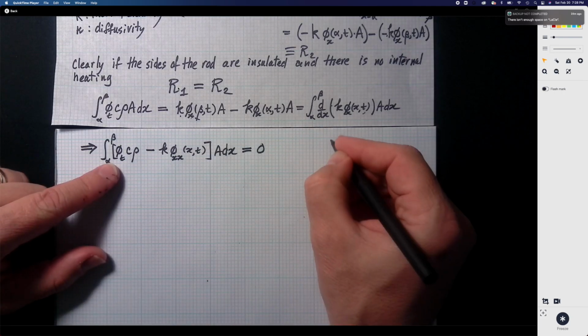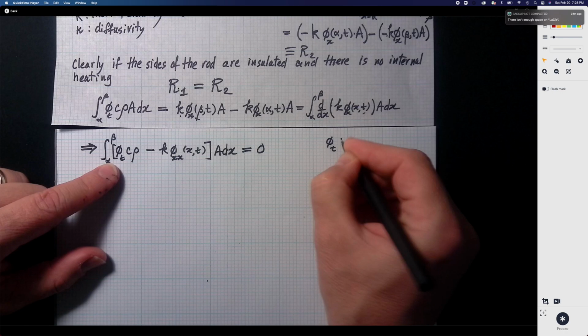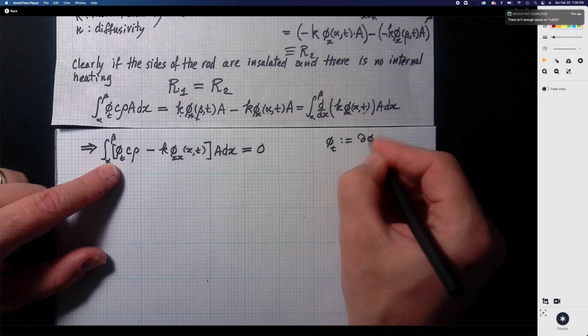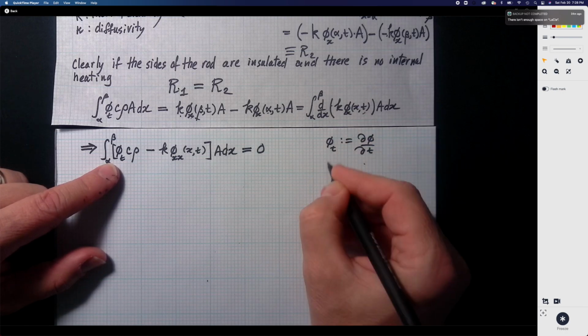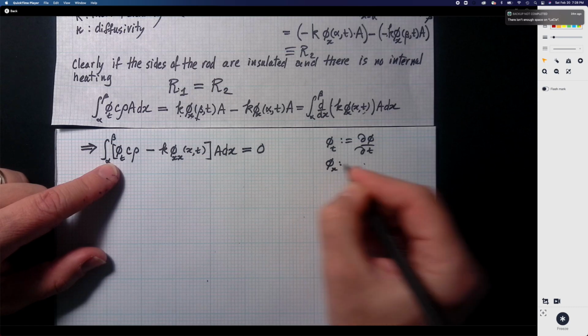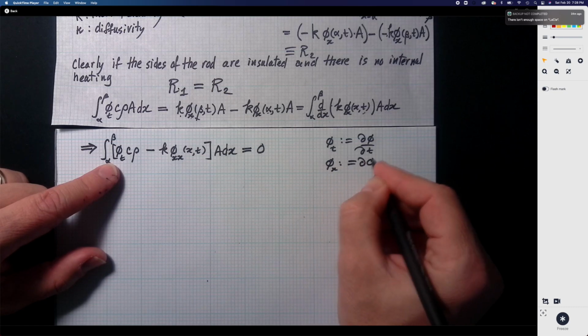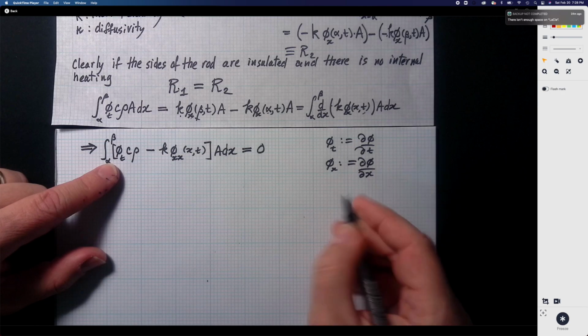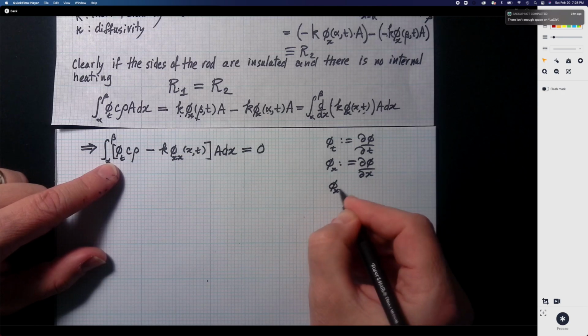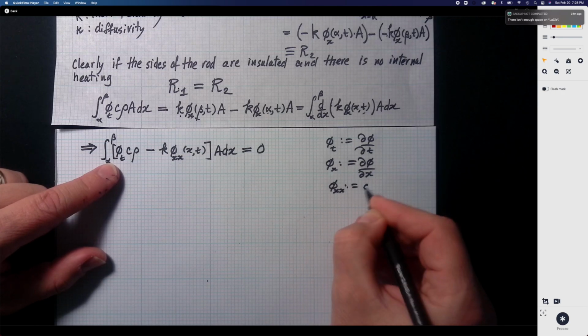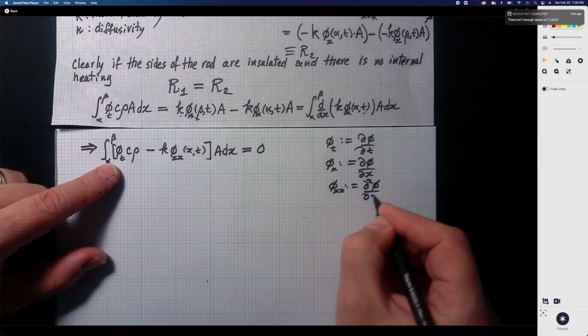Now just so you remember here, the subscript t just means the partial derivative of temperature with respect to time, and the subscript x is the partial derivative of temperature with respect to position, and phi xx is the second partial derivative of phi with respect to x squared.